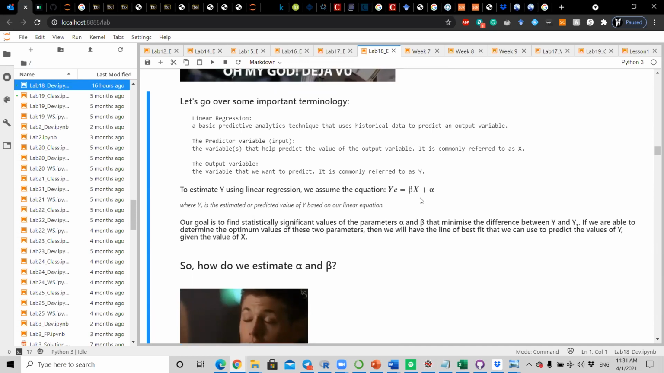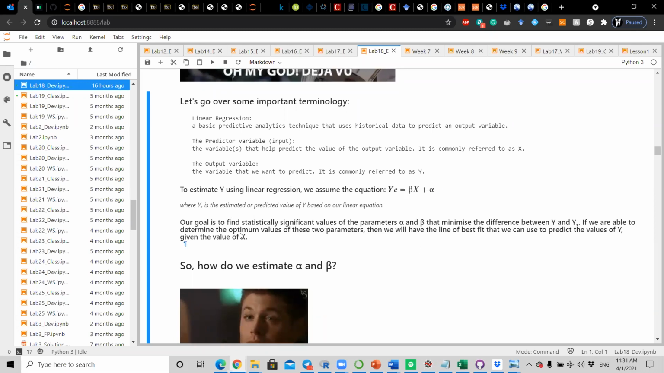So what about beta and alpha? Alpha is going to be your y-intercept, right? Yeah. And then your beta is your slope. We are describing a line. That is why it is called a linear regression. And in order to describe a line, you need a slope and you need an intercept. That is going to be your beta and alpha.